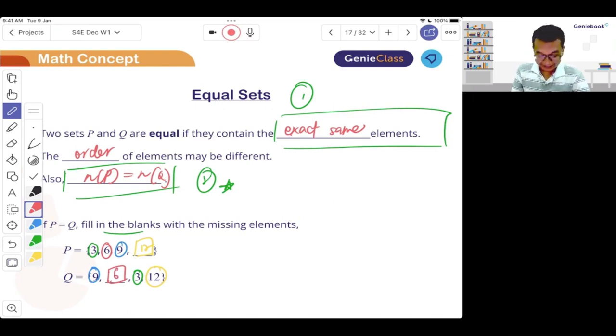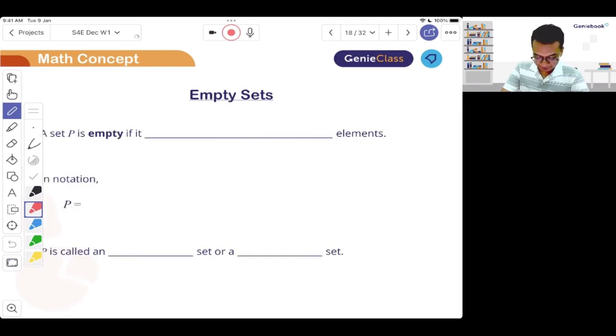6. Okay, great, there you go. Now, I'm going to move on to the next concept, which is on empty sets. It's a lot of new definitions that we're learning, so just take some time to really understand and internalize it before we apply it to the questions, all right?